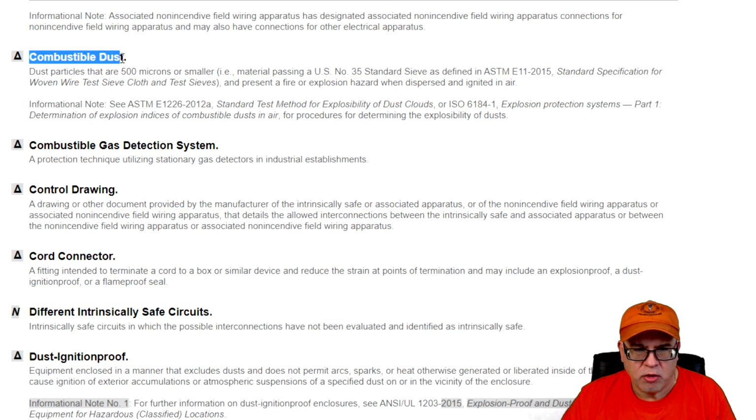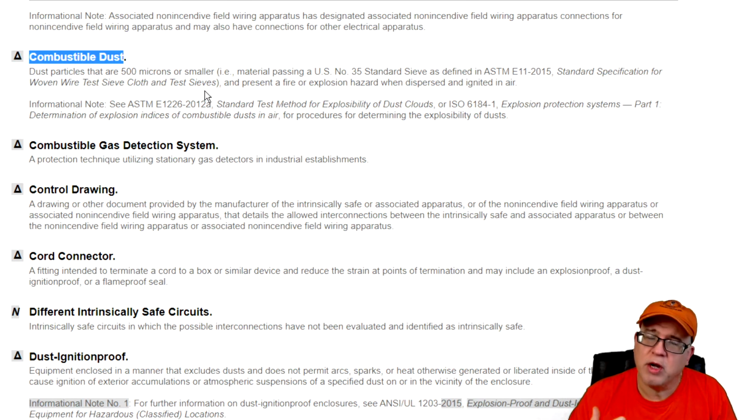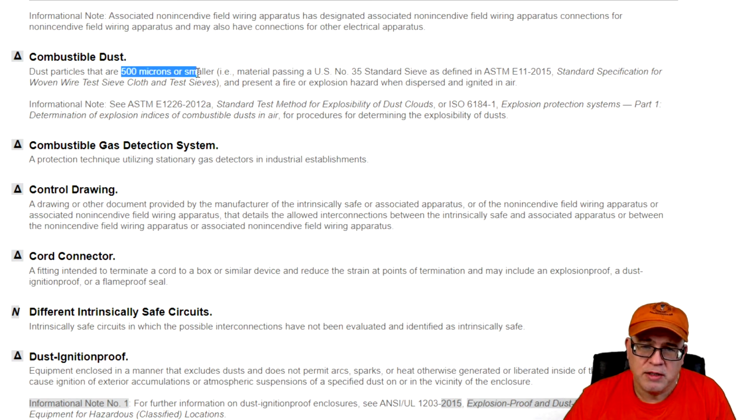Combustible dust. So, when you're dealing in combustible dust and we're dealing with a Class 2 Division 1, or Division 2, we need to know what combustible dust is, or what can constitute it. So it is actually dust particles that are 500 microns or smaller, okay? And they present a fire and explosion hazard when dispersed and ignited in air. So obviously in a 502 scenario, we have a problem in a Class 2 Division 1, and potentially also in a Class 2 Division 2 that we have to be aware of. So anytime it makes a reference to combustible dust, we need to know what the threshold is for that.